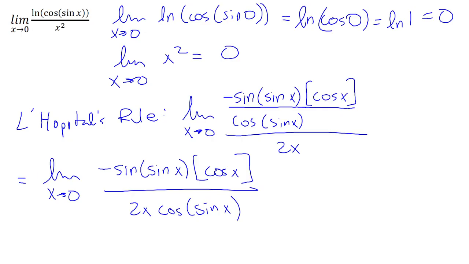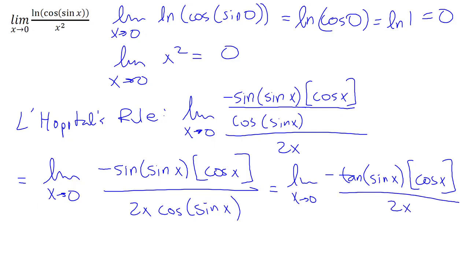But what we might see, though, that might help us a little bit to rewrite this, is we have negative sine of sine x and cosine of sine of x. So really that's like a sine over a cosine here. Sine over cosine is tangent. So we should be able to then rewrite this, at least make our lives a little bit easier, as the limit as x approaches 0 of the negative tangent of sine of x, which is a little bit better, times the cosine of x all over 2x.